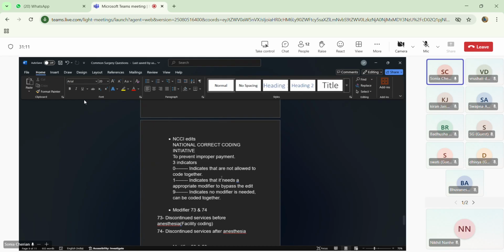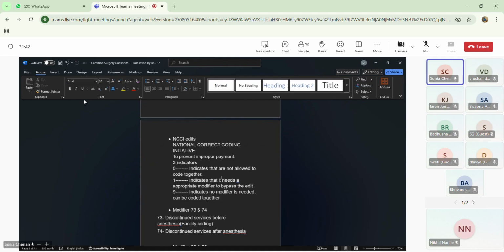So whenever you're coding for 3 to 4 procedures, always check. Always check for the edit. If there is no edit, then well and good. But if there is any edit, and if it needs a modifier to bypass it, then please append the modifier. If the codes cannot be coded together, then don't code it. Okay, so we need to understand the three indicators. So we have three indicators: 0, 1, and 9.